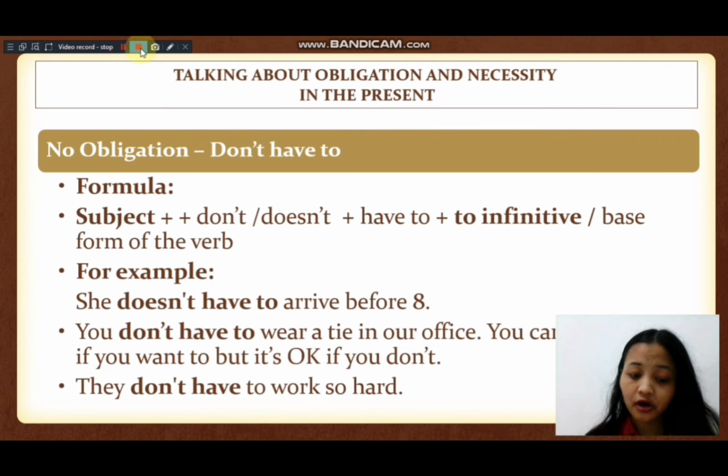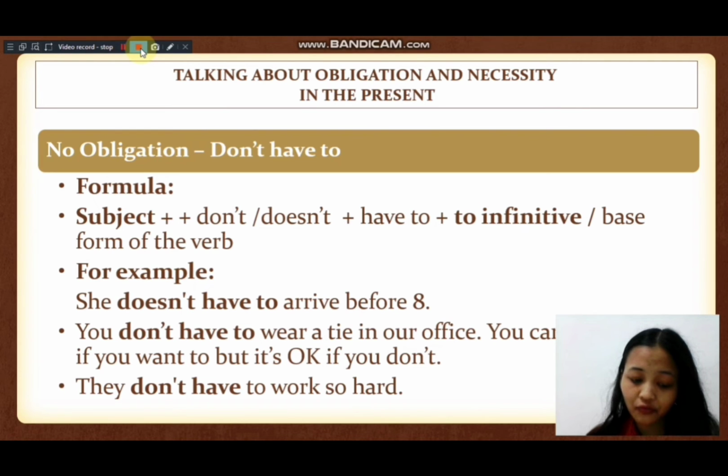Next, it is about no obligation. We use do not have to to show there is no obligation or something is not required. You can do something if you want to, but it's not compulsory. The formula is subject plus do not or doesn't plus have to plus the base form of the verb. For example, she doesn't have to arrive before 8.